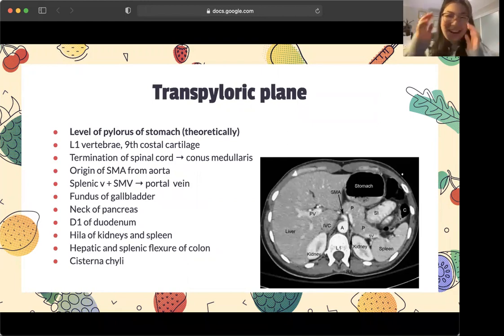Anyway, the transpyloric plane is technically the level of the pylorus of the stomach, so it should be at around the L1 vertebra. Obviously, lots of things can move things around, so it's not always going to be perfect like this, but when we learn anatomy, this is what we learn. There are heaps of things on the slide that are meant to be along this plane, but the key ones we want to be aware of are these first four, as well as the hila of the kidneys and the spleen.